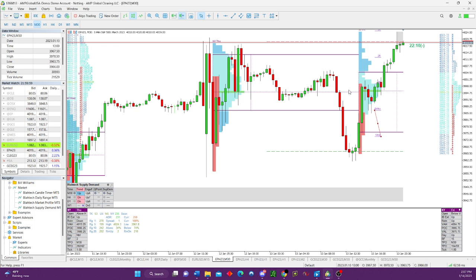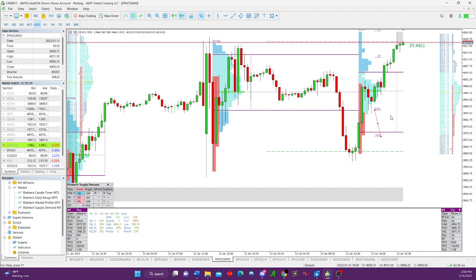Now this red area right here, these two big green candles, this is known as the initial balance. Initial balance is just the first hour of trading after the market opens. I do not trade the initial balance. I like to wait until after the initial balance is over to then start looking for my trade.